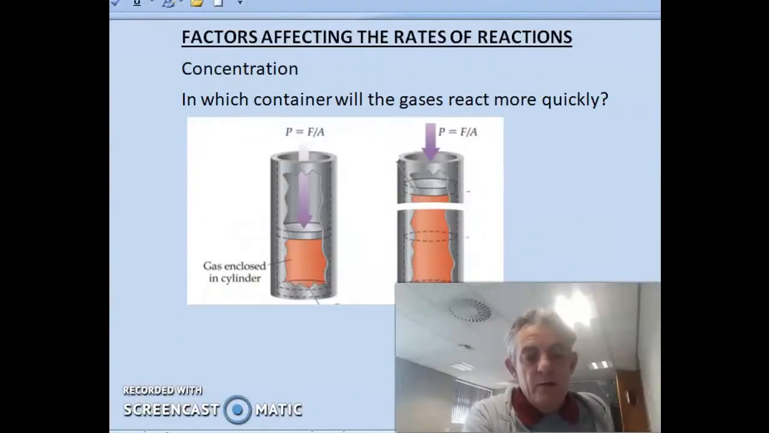Now look at those two containers. They contain gas. The one is under high pressure, the second one is under low pressure. So, in which of those two containers would you expect the gases to react more quickly?